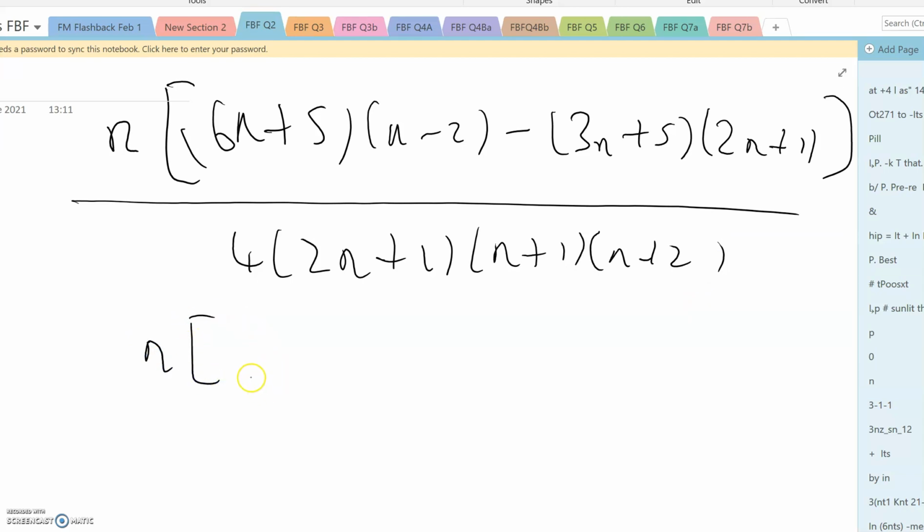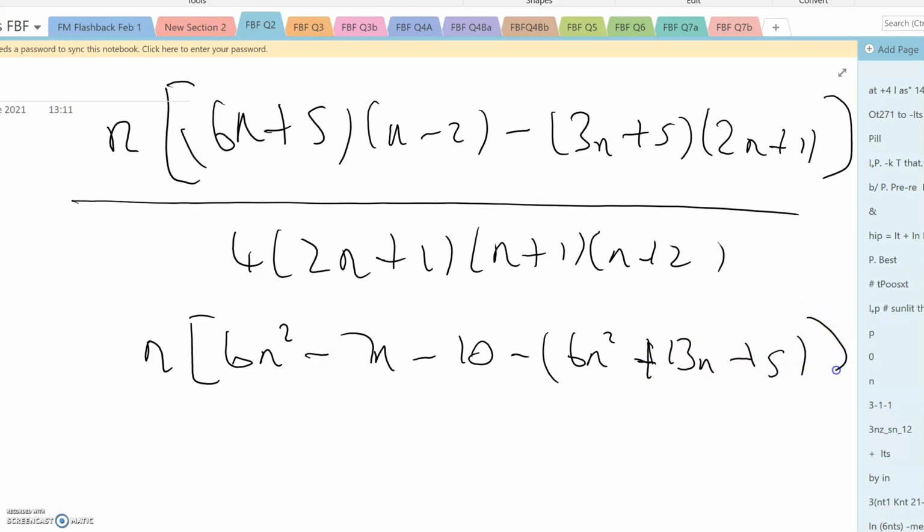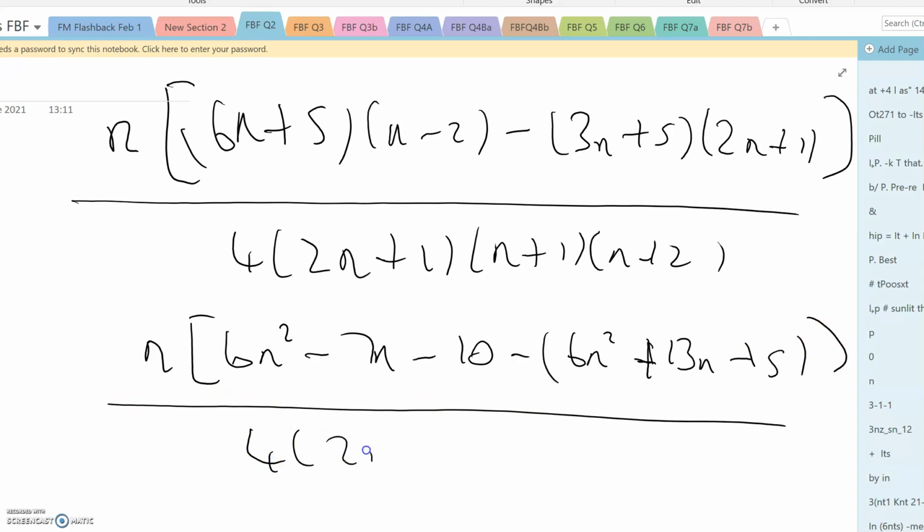Common factor of n, 6n squared minus 12n plus 5n. And then we've got 6n squared plus 13n plus 5. And the same denominator.